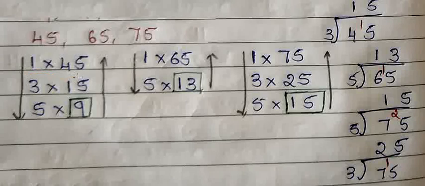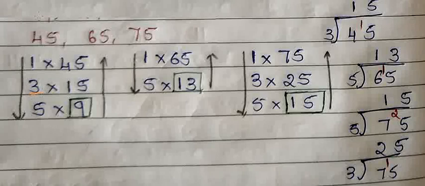Next number is 2. The number 45 is not divisible by 2 because it is an odd number. We skipped. Next number is 3. This 3 divides 45 exactly because 4 plus 5 is 9. So hence I wrote 3.